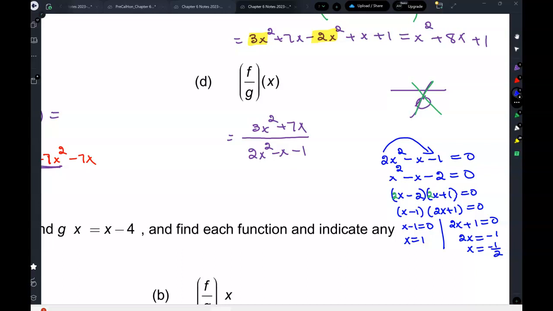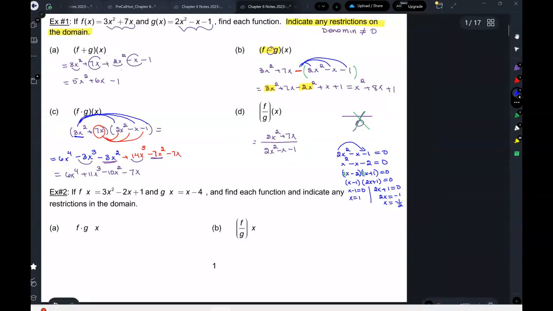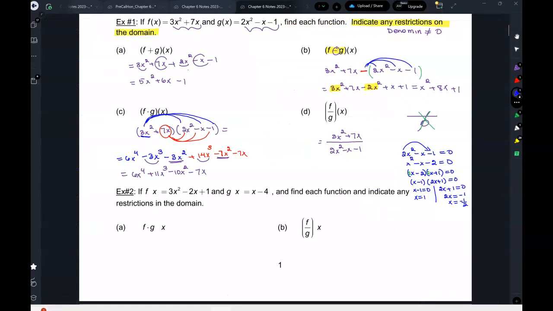Now, this denominator, you set it equal to 0, this is what you get. That means when x is 1, you plug it in, that'll make this denominator 0. That's not cool. When x is a negative 1/2, you plug it in here, that makes this denominator 0. Also not cool. These are restrictions. So whenever you have something in the denominator, you have to find where it's 0, and then you say comma or whatever. X cannot be 1. X cannot be negative 1/2. And then that is your final answer.